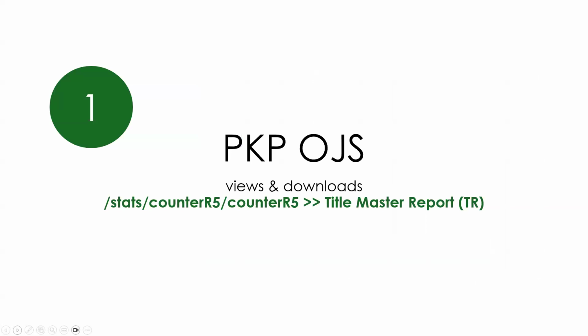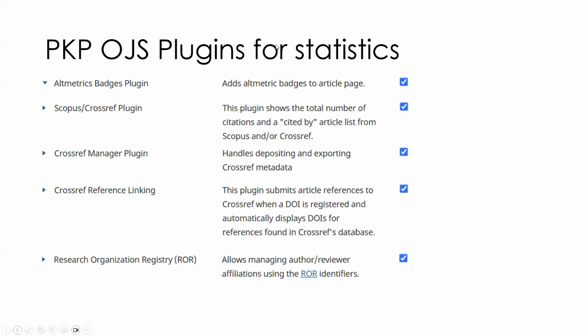Because OJS will only measure while they are on OJS. It won't integrate stats from other systems before our OJS, Khulisa OJS. So let's look at how to go about extracting the views and downloads from PKP OJS. You go to stats, COUNTER R5, title master report, and here's a brief video.